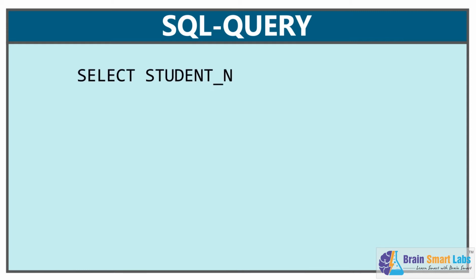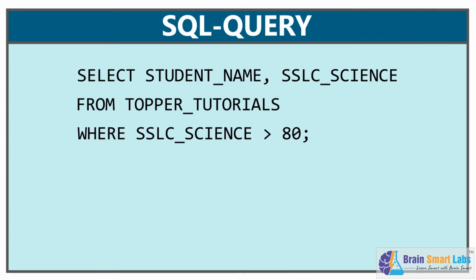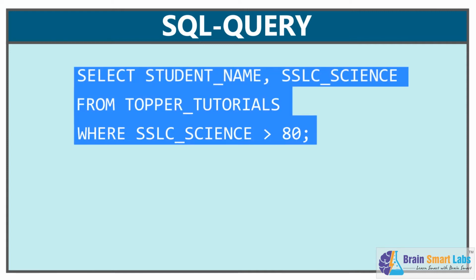Select student name, SSLC science in the first line, followed by a keystroke enter. From topper tutorials in the second line, as this is the table which has to be searched. Where SSLC science is greater than 80 semicolon in the last line, which defines the filtering criteria for this particular query. Highlight the query using your mouse and run the query by pressing the run button above.